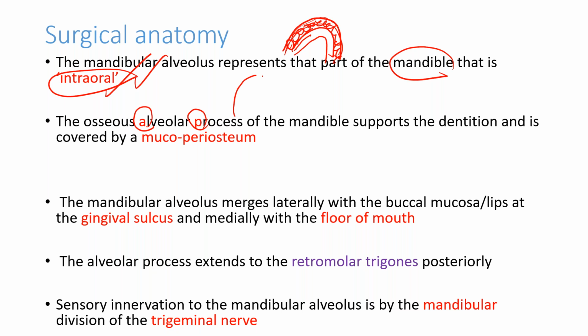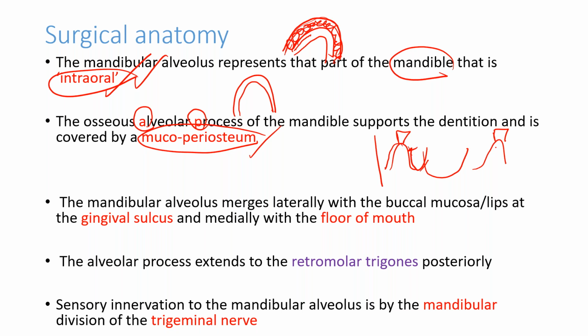The alveolar process, as you can see here, supports the dentition along with the mucoperiosteum. This is the floor of the mouth and this is the tongue. The teeth are here, and then the mucoperiosteum goes upwards like this, and this becomes the cheek. This is called the gingivo-buccal sulcus. Anteriorly, this will become the lip, and this will become the gingivo-labial sulcus.